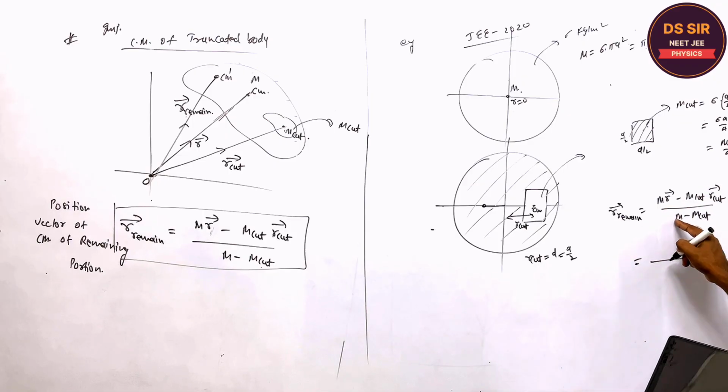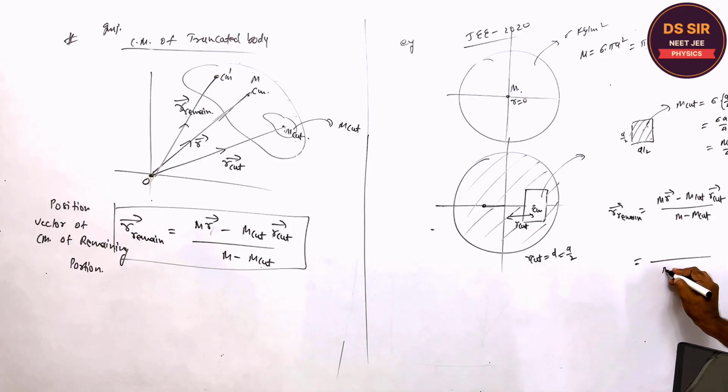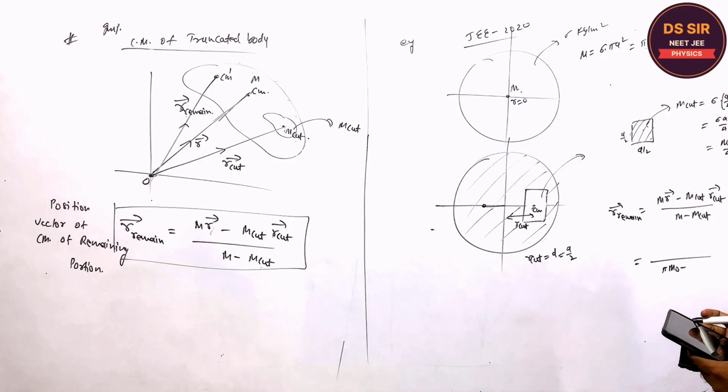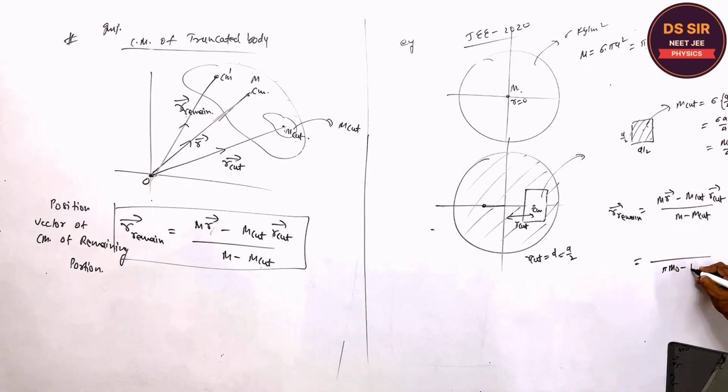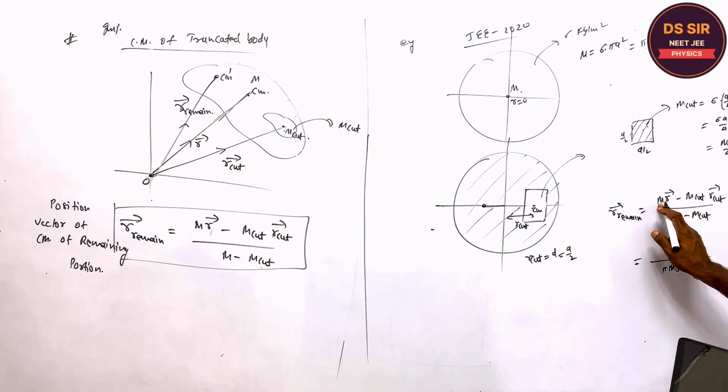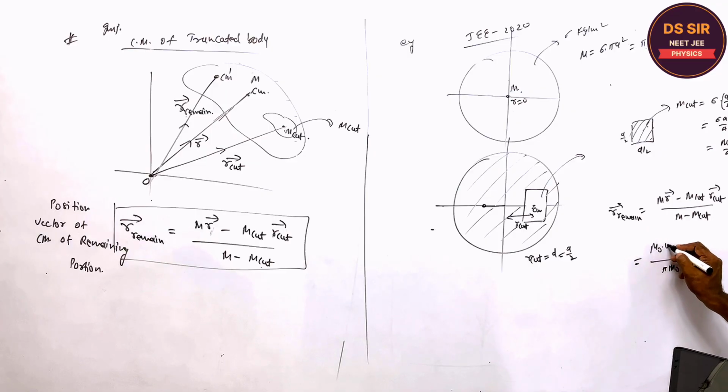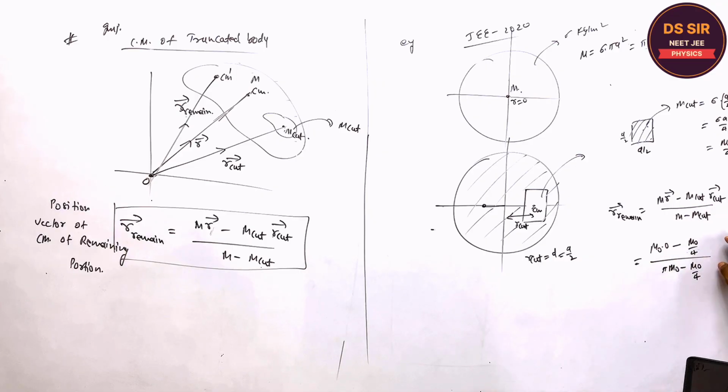So what is the m? The initial mass is pi m naught, right? Minus pi m naught minus what is the m cut? Say m naught by 4. What is m? It is m naught into pi minus m naught by 4, m naught by 4 into what is the r cut? Say a by 2.